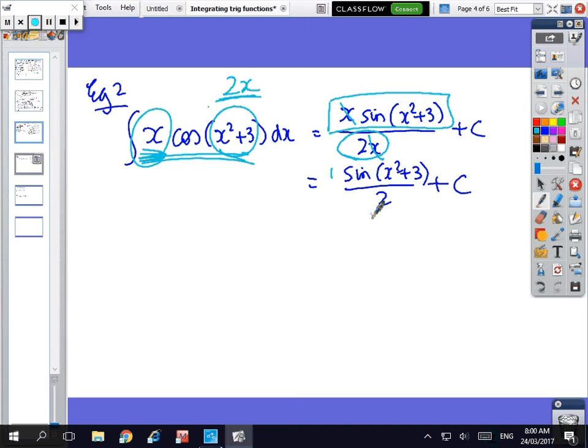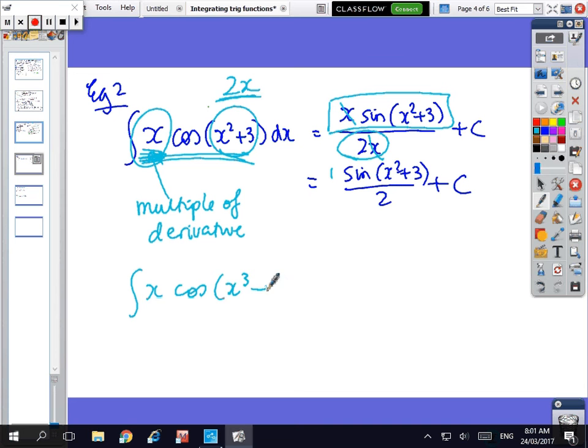Now this only works if that's a multiple of the derivative. It can be a whole number, it could be a fraction, whatever. But if we had x cos of x cubed minus 1, the derivative is 3x squared, and I've got no x squareds, so it cannot be solved at this level of mathematics. I think next are some examples for you to practice.